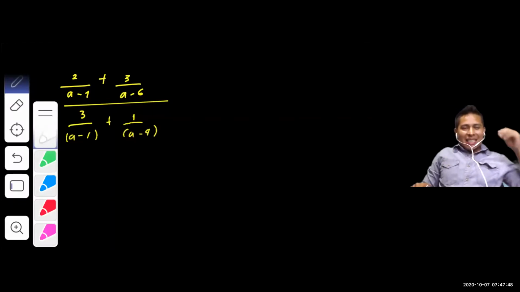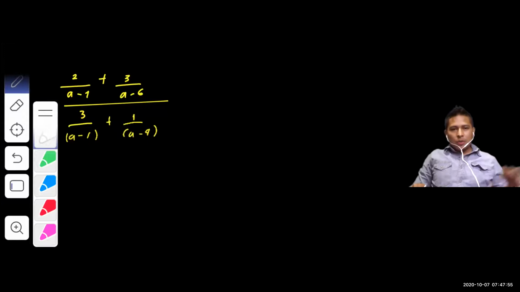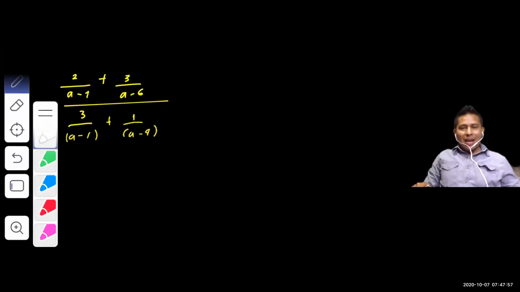Hey guys, in the last couple of weeks, the first thing that we did was simplifying rational expressions. We learned how to multiply, divide, add, and subtract them. So, okay, now we're going to combine all of this. We're going to work with complex fractions.